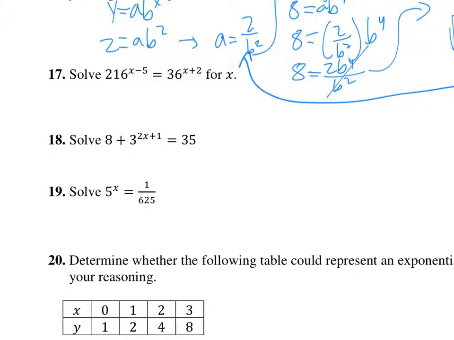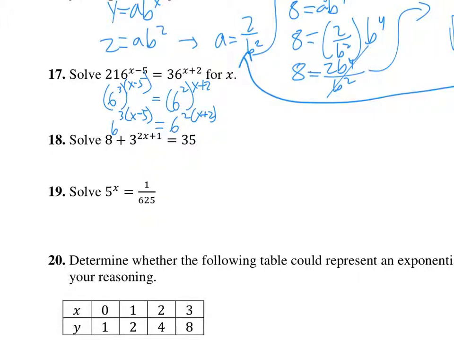Now, 216 is really 6 to the 3rd. So we have 6 to the 3rd to the x minus 5. And let's rewrite 36. Well, that's 6 squared to the x plus 2. You want to be familiar that 216 is 6 to the 3rd power. Now we're going to multiply these. This is 6 to the 3 times x minus 5. Power to power, we multiply. This is 6 squared to the x plus 2.